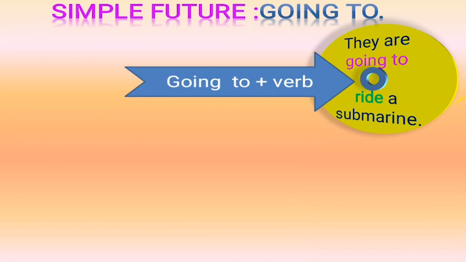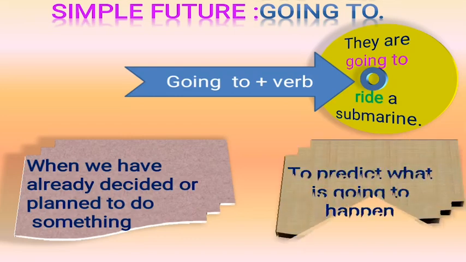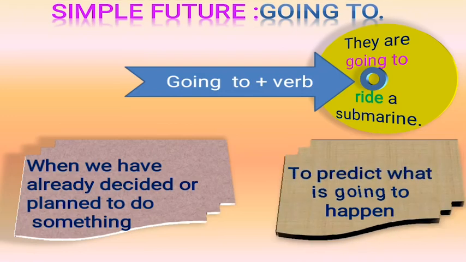Clear, children? Now, when do we use going to? We use going to when you have already decided or planned to do something, when you have planned in the future to do something. Beforehand you have planned it. Or to predict what is going to happen. This example we have already seen in the previous slides.